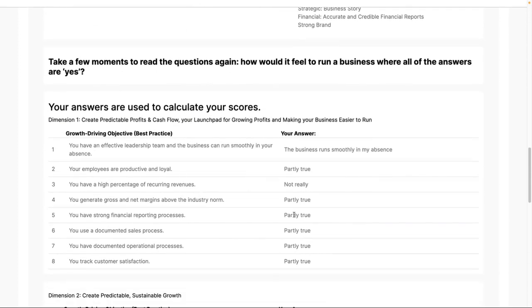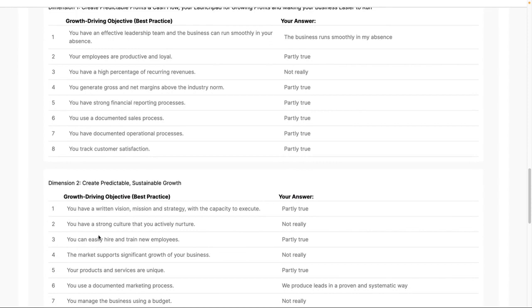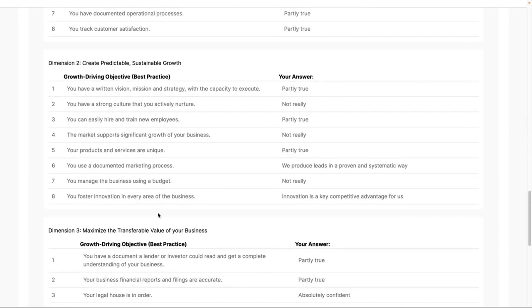Now, remember, your CEO, your prospect, has just literally moments ago completed the survey. They've completed the 24 questions on the growth driving objectives, and they've received an email. They're curious. They go in, they open it. So this is all happening in the span of minutes. We're going to repeat the best practices here. Here is the first dimension, predictable profits and cash flow. Second dimension, predictable, sustainable growth. Third dimension, maximizing transferable value.